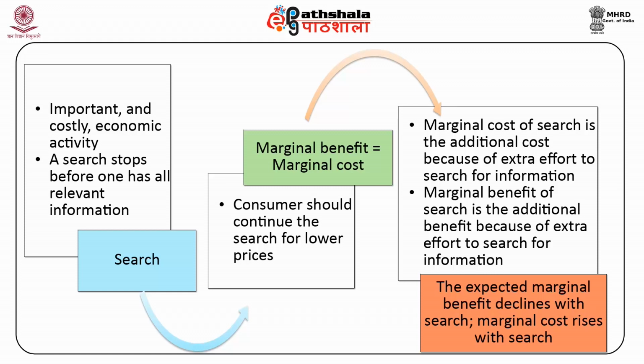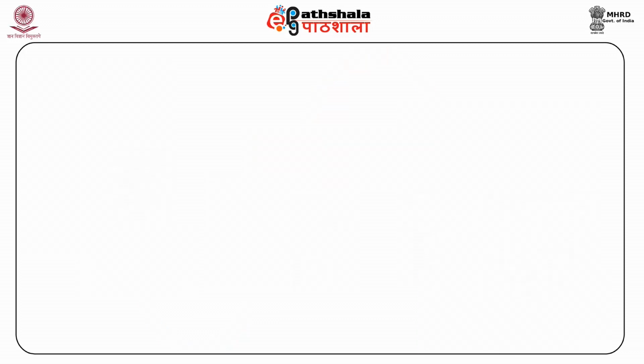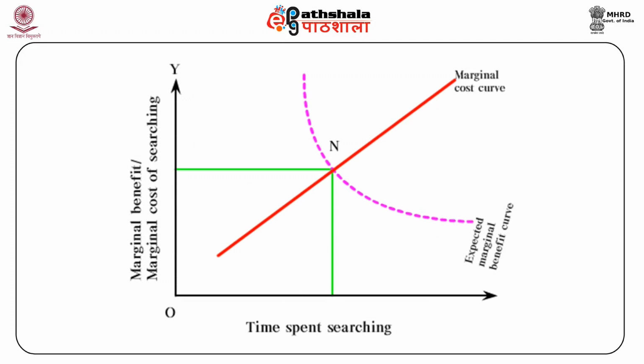The expected marginal benefit of searching declines with the amount of search, while the marginal cost of additional search rises with increased search. Consider the figure where the x-axis represents the time spent searching and the y-axis represents the marginal benefit or the marginal cost of searching. The amount of search chosen will be at point n, where the expected marginal benefit just equals the marginal cost.